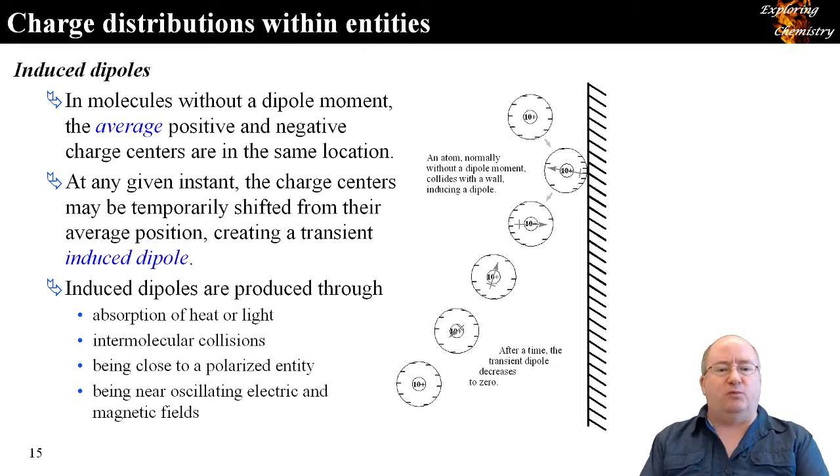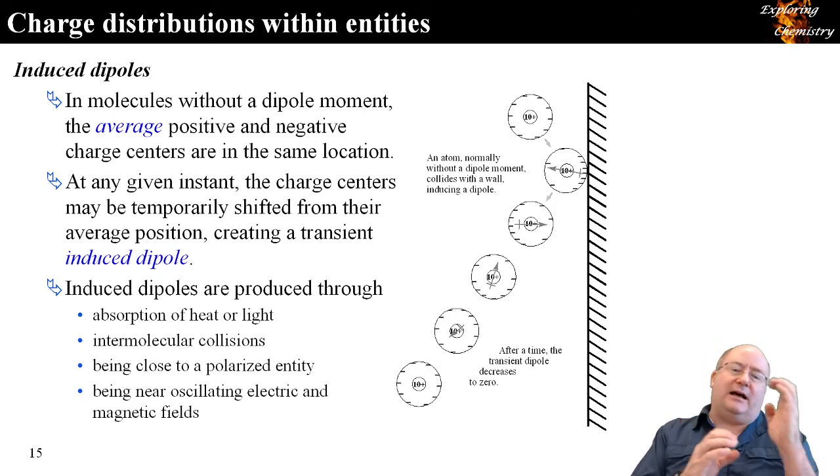But what happens when this atom or molecule impacts something? So in the impacting with the wall, as presented on the right, the electron cloud distorts. And in this case, the electron cloud concentrates closer to the wall. Now the center of positive charge and the center of negative charge are in different locations. So with the center of positive charge and negative charge being in different locations, you have a temporary or transient dipole moment called an induced dipole.